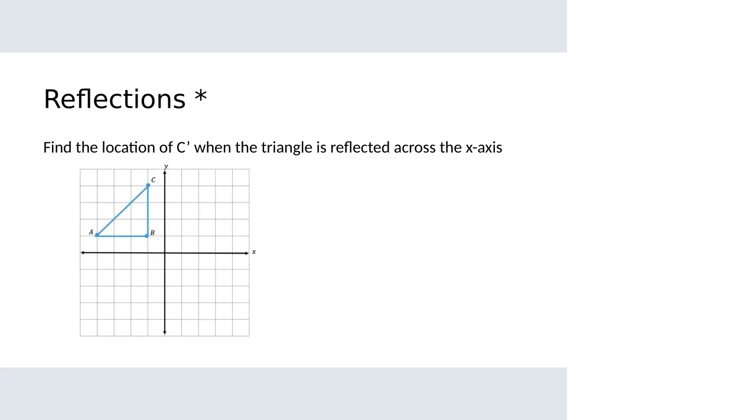Find the location of C prime when the triangle is reflected across the X axis. So this time we're reflecting across the X axis, and we want to know where is C prime going to end up.